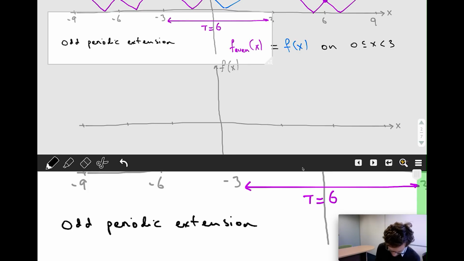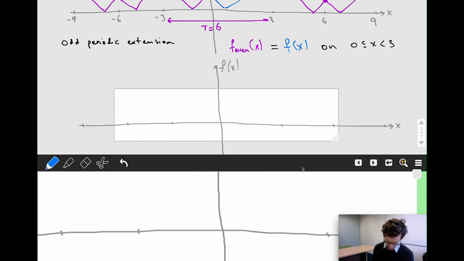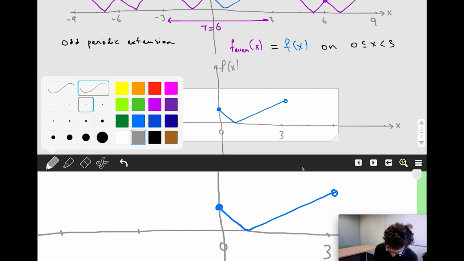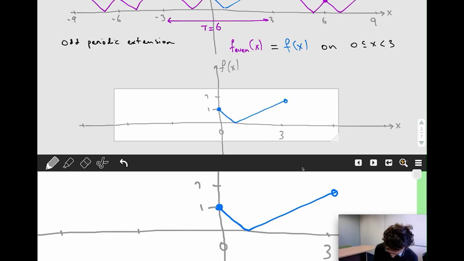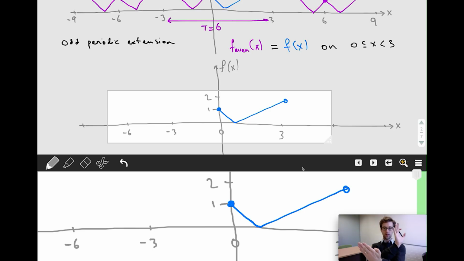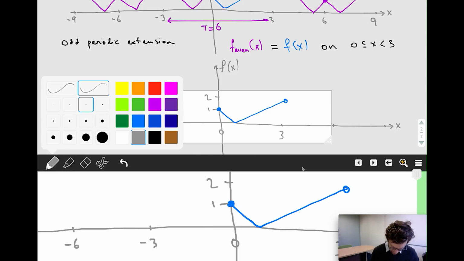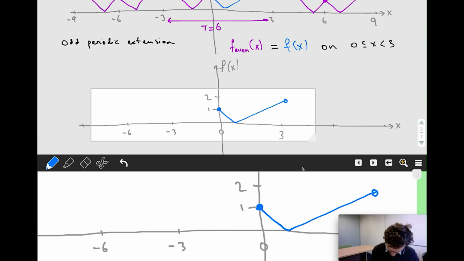Once again, we're going to start off by sketching what it looks like between 0 and 3. It's taking values 1 and 2. And once again, what we're going to do is create a tile that's twice as large by using odd symmetry. So I'm going to flip it left, right, and then I'm going to flip it upside down. So it might be useful just to sketch, first of all, what it looks like if I flip it left, right. So that would be the same as the even periodic extension.